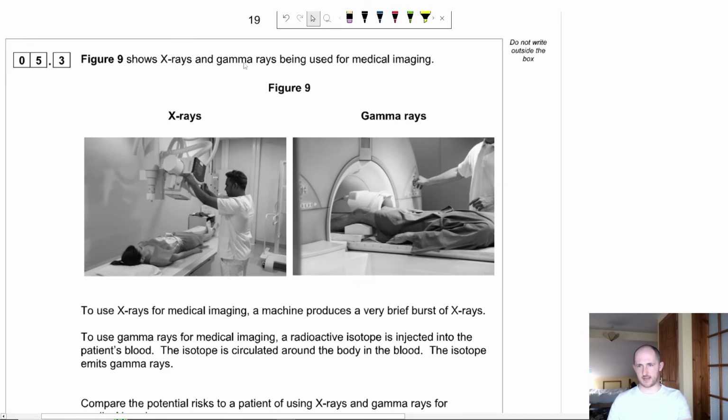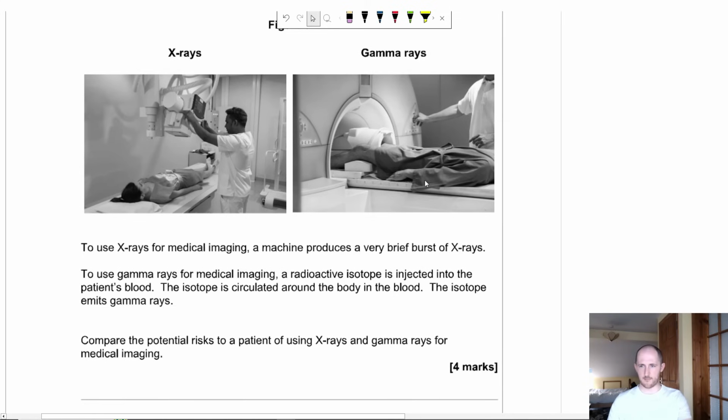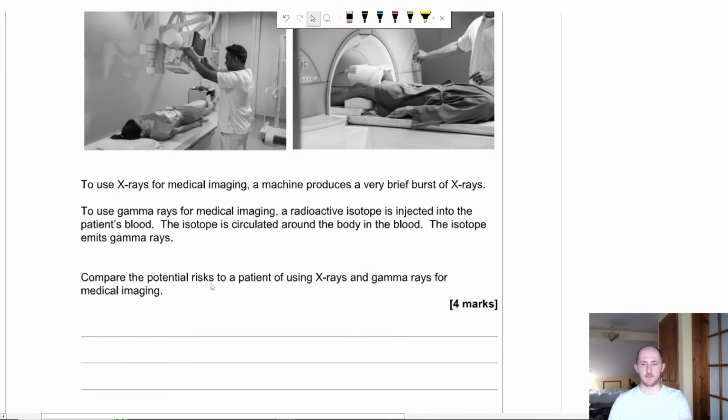For part 3, we have X-rays and gamma rays being used for medical imaging. So we have an X-ray here, gamma ray over here. To use X-rays for medical imaging, a machine produces a very brief burst of X-rays, so it doesn't last very long. To use gamma rays, a radioactive isotope is injected into the patient's blood, the isotope is circulated around the body, and the isotope is continuously emitting gamma rays. Compare the potential risks to a patient of using X-rays and gamma rays for medical imaging.